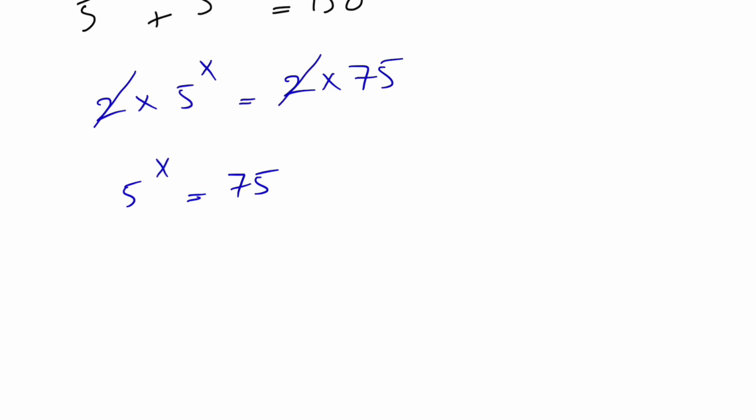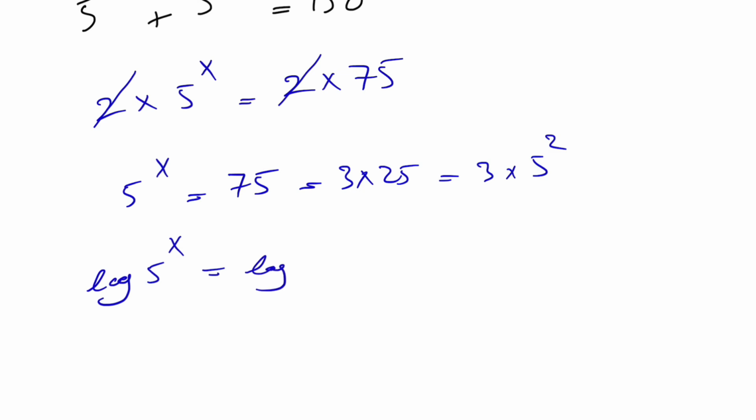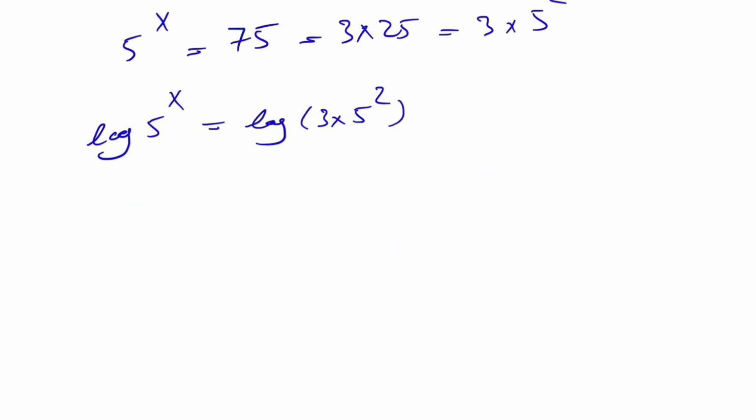And we know that 75 is 3 times 25, or 3 times 5 to the 2. And if we take the logarithm on each side of this equation, we will have the log of 5 to the x is equal to the log of 3 times 5 to the 2. And from the laws of logarithm, we know if we have log of a to the b, this will be equal to b times log of a.